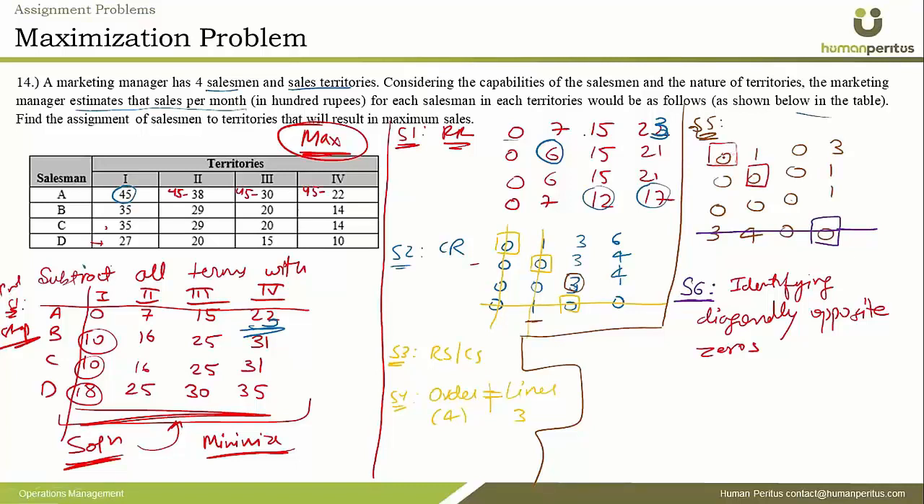Now we will do the same thing here. We will do the row scanning. In the first row, I have already assigned this 0 here, so I have to cross this column. For the second row, I have assigned this 0 already, so I have to cross this column. So what I did, I identified diagonally opposite zeros, and then did the same thing, row scanning and column scanning. Step 7 will again be row scanning, column scanning.